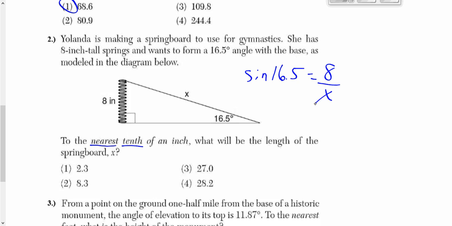How about I just do this? Over what? This becomes 8 over what? There's no 16.5 in this problem. What is there? It's not 16.5. What is it? Sine of 16.5. That's not equal to 16.5. Right? What we got? 28.2 inches, right?